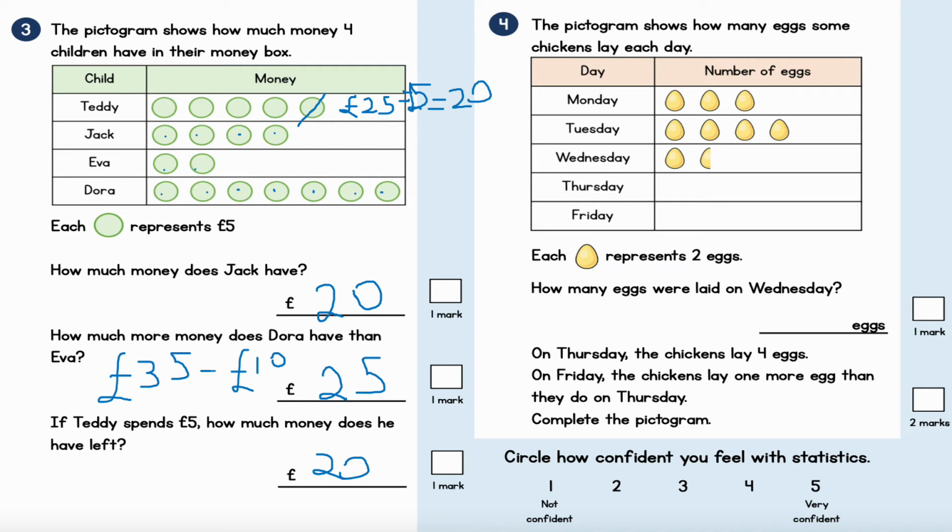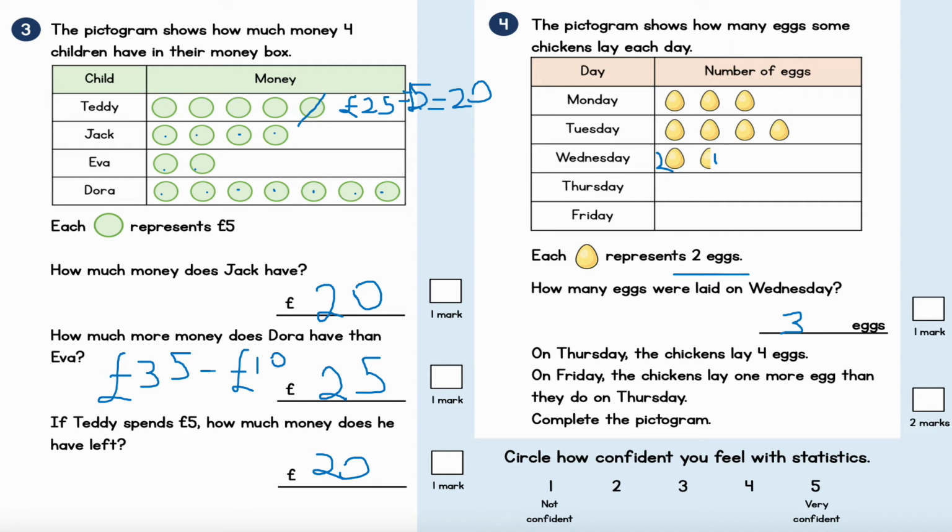This is question number 4. The pictogram shows how many eggs some chickens lay each day. Each egg represents 2 eggs. How many eggs were laid on Wednesday? That's half of 2, which is 1. So 2 plus 1 is 3. On Thursday, the chickens lay 4 eggs. On Friday, the chickens lay 1 more egg than they do on Thursday.